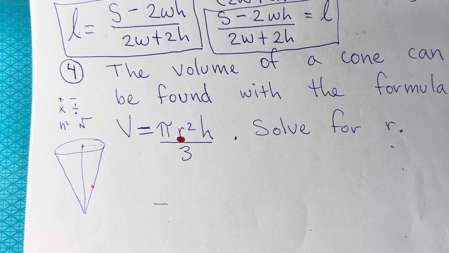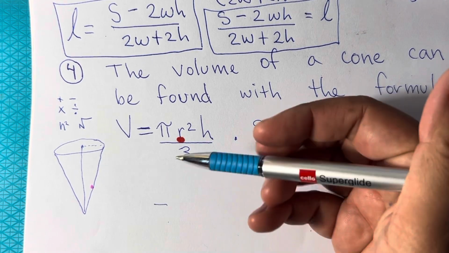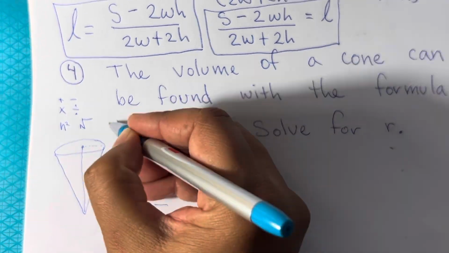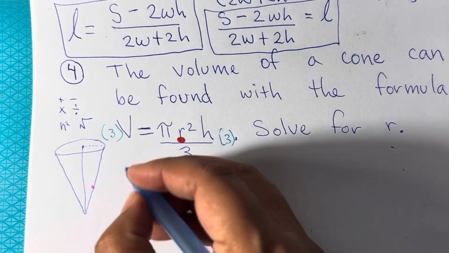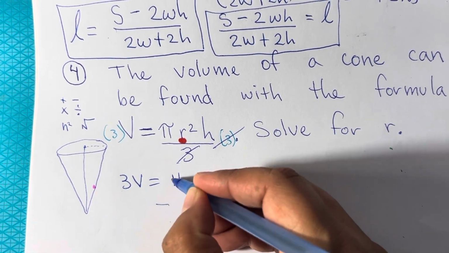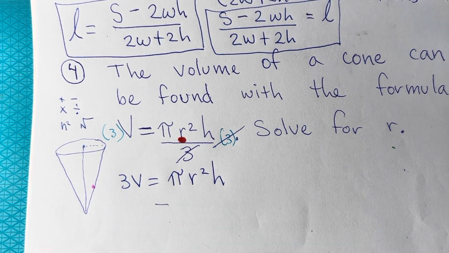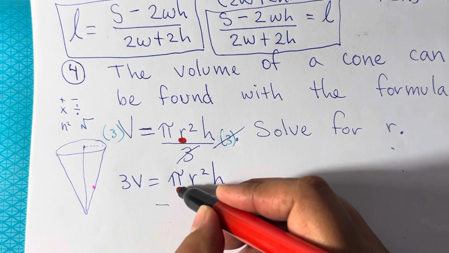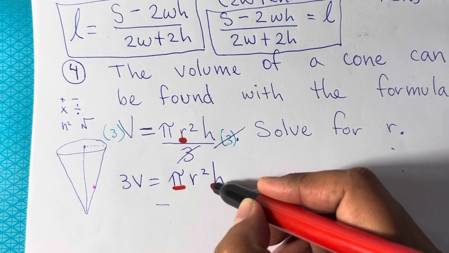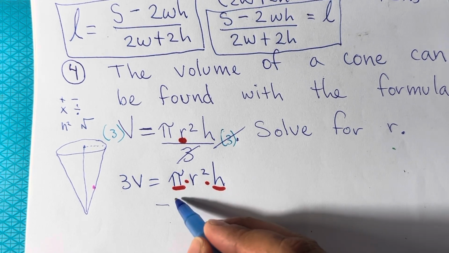Okay, so the first thing that we're going to cancel in here is the division of 3. If we're dividing by 3, the opposite is to multiply by 3. 3 times v is 3v. These cancel, and now we only have pi r squared times h. Now, what we want to do is cancel the multiplication. Multiplication cancels with division. And we're going to cancel the multiplication of pi and h at once.